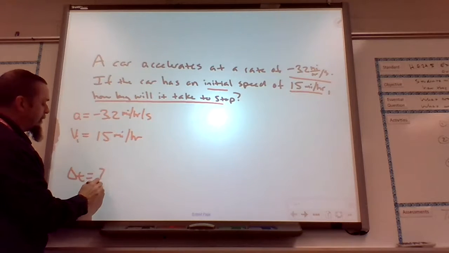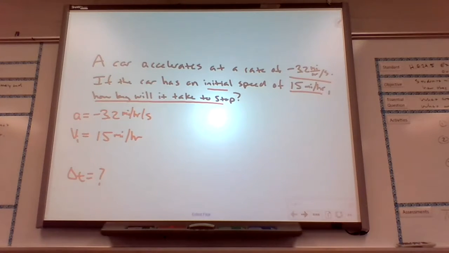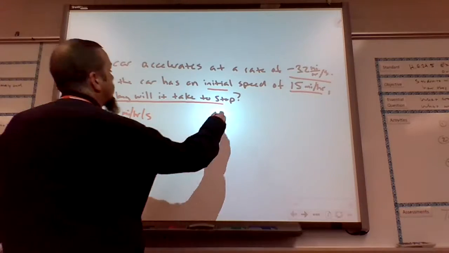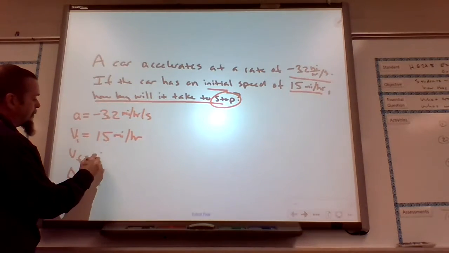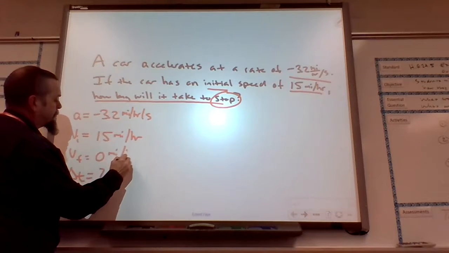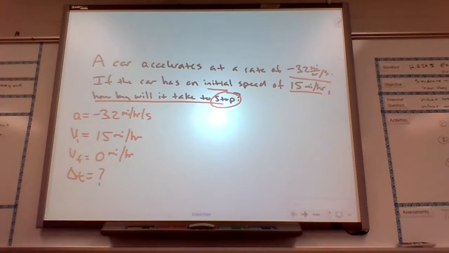Now, at first glance, it looks like we're missing a number. We know we need a VF and a VI, but we only have one. That's because there's an implied number in this, and that happens a lot of times in physics. There's a number you need to use to solve a problem that's just not written in the equation. We're coming to a stop, so my second V, my VF, is 0. So be careful of that. It looks like you're missing a number and you don't have all the information you need.